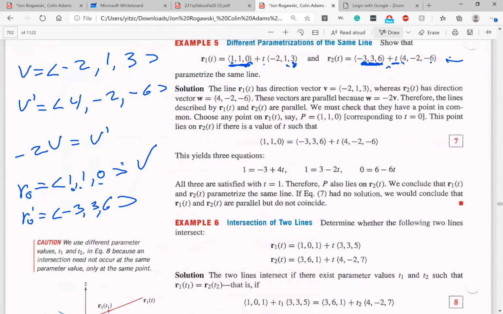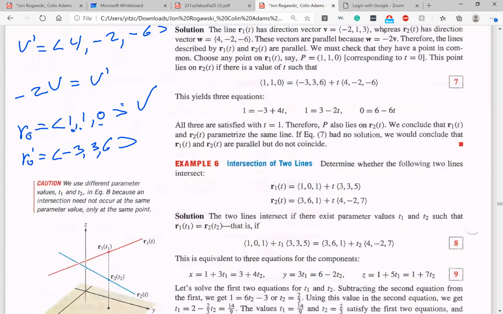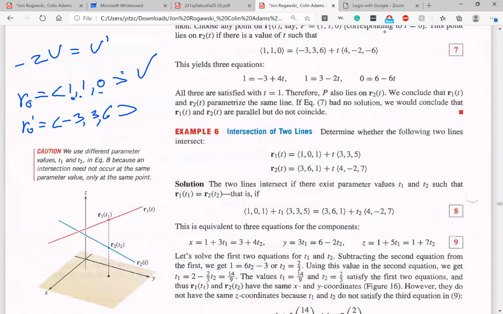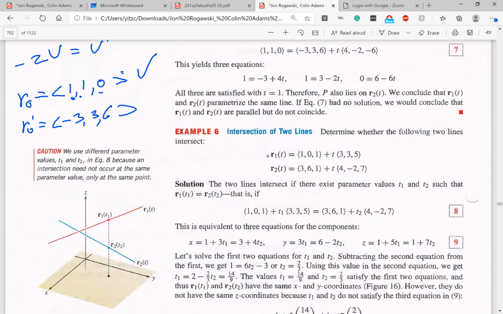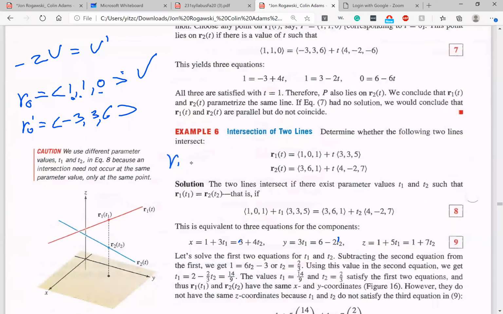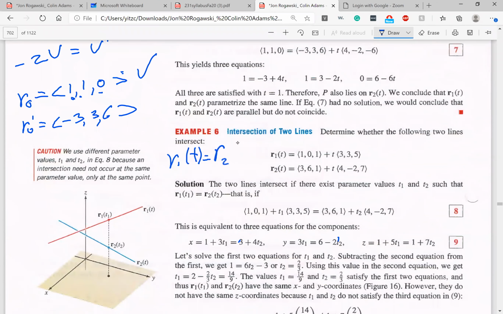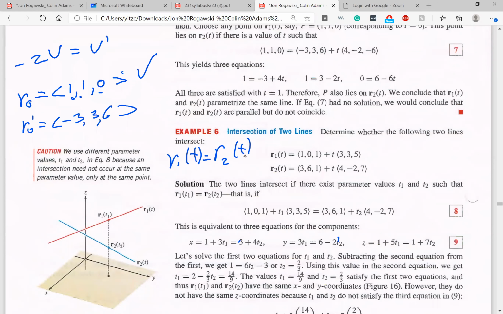Okay, so another thing that we can do is we can determine whether two lines intersect, and we can also figure out where they intersect. If they do intersect, then you can set them equal to each other. Wherever it is that they intersect, you're going to have that R1 of t is equal to R2 of t, right? So that's exactly what they do over here. This over here is R1, and this over here is R2.